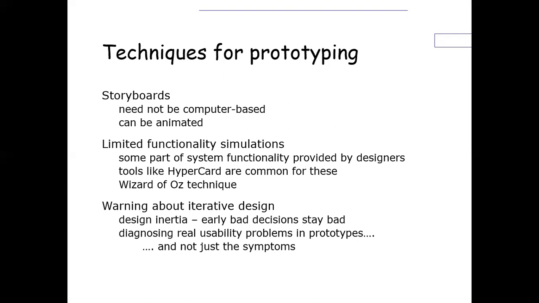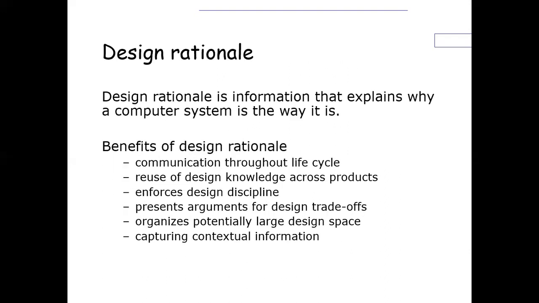The next one is warning about the iterative design. The design decisions made at the very beginning of the prototyping process may be wrong. In practice, design inertia can be so great as never to overcome an initial bad decision. If a potential usability problem is diagnosed in the process of evaluation, it is important to understand the reason for the problem and not just detect the symptom. Next one, we'll see about the design rationale.